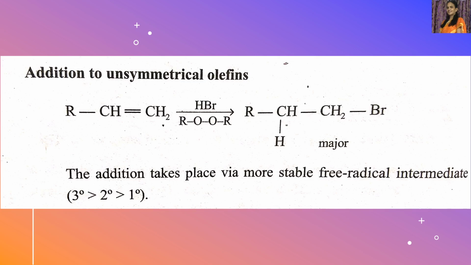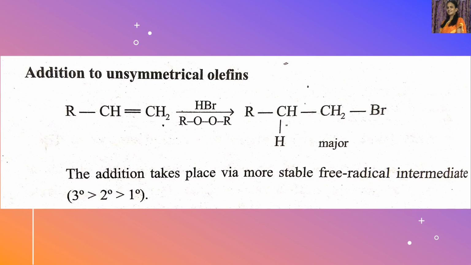In this specific example, we considered an unsymmetrical alkene, that is RCH double bond CH2. If this R is CH3, that becomes propene. Okay, propene. This is the simplest unsymmetrical alkene. Okay, R can be anything. So this is one alkene we considered. To this we are adding HBr in presence of a peroxide. Then what happens?